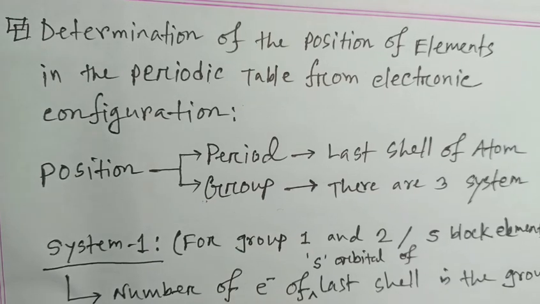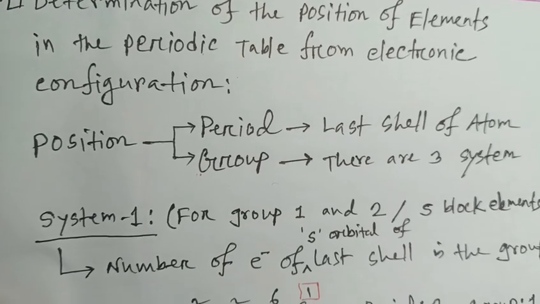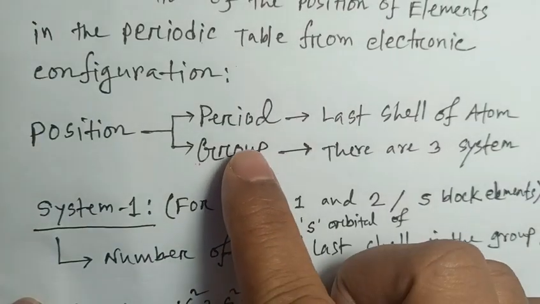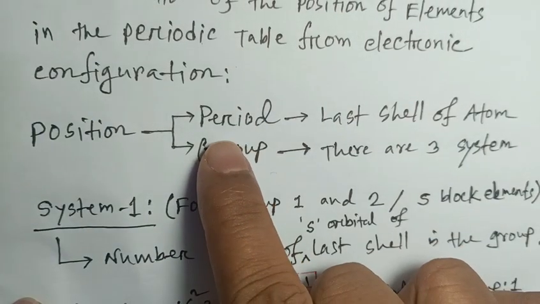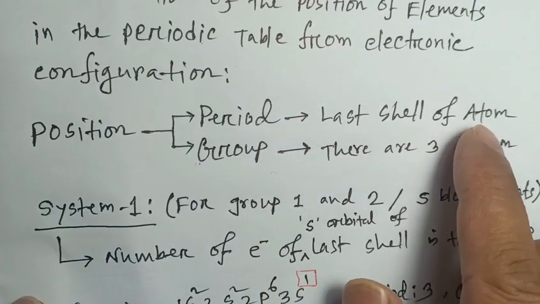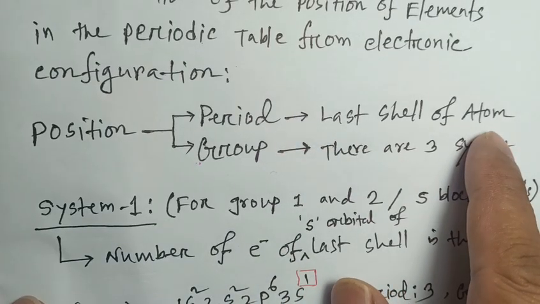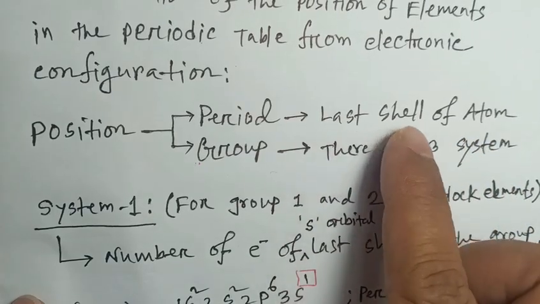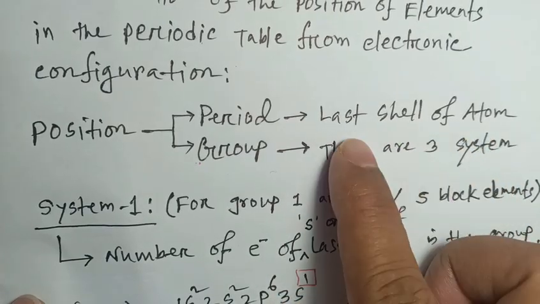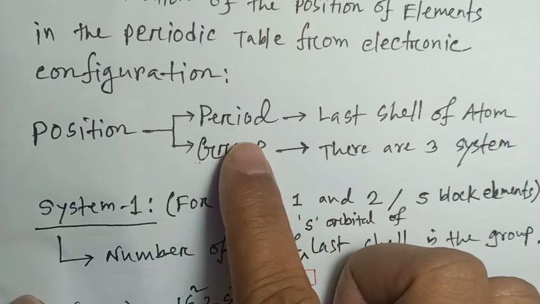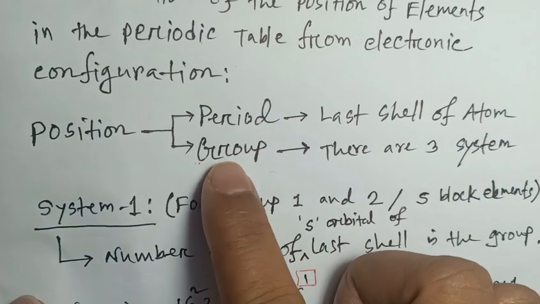And to determine the period of an element, the rule is the last shell of the atom. In brief, this is very simple to understand. The last shell of an atom is the period of that atom in the periodic table.